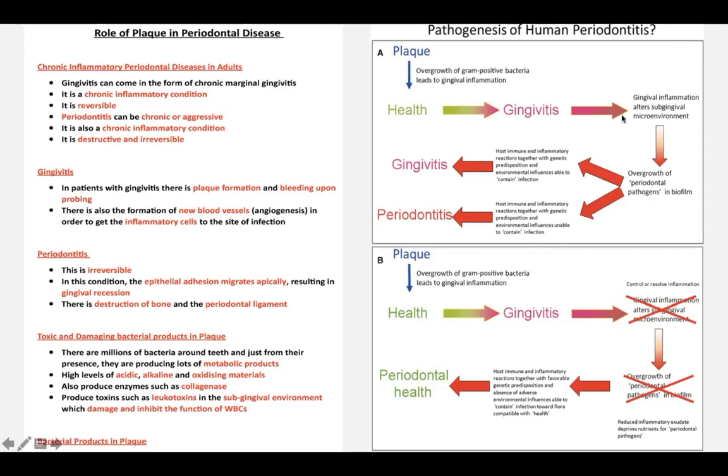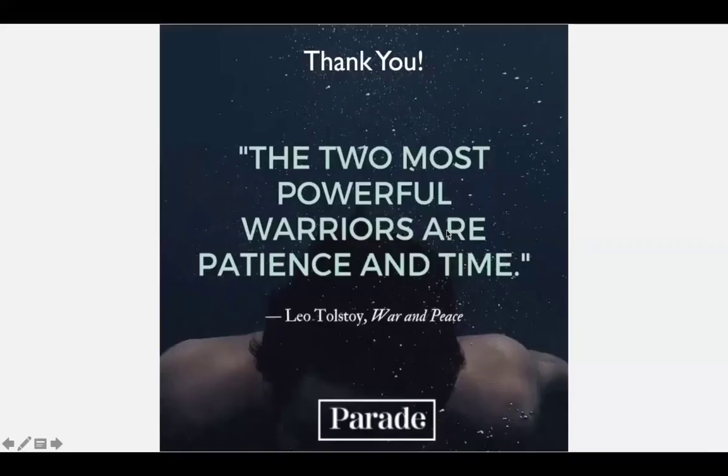And if we control it at this reversible stage, then we can control the health by removing the plaque by scaling and root planing. But if we don't control it, it progresses to severe gingivitis and periodontitis. Okay, so this ends this slide.